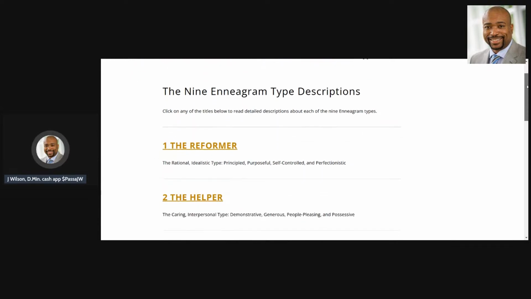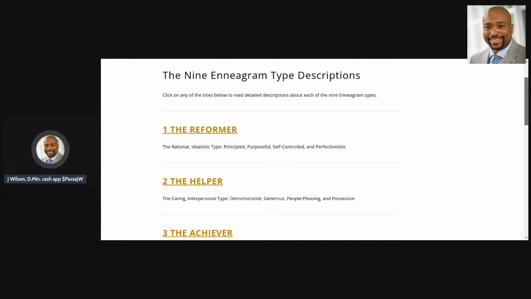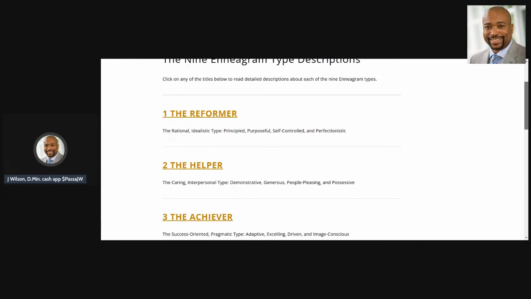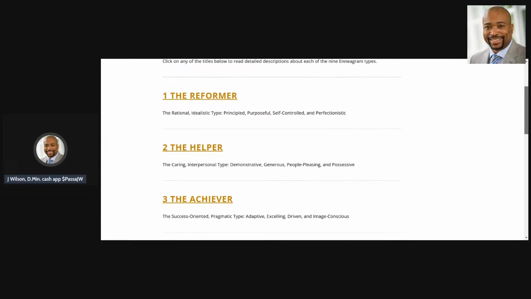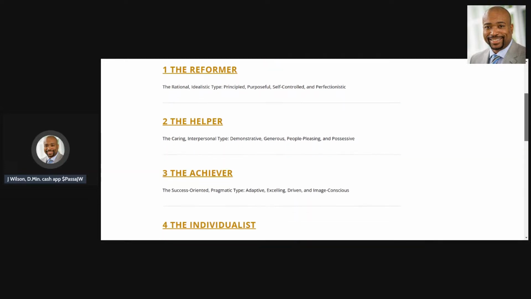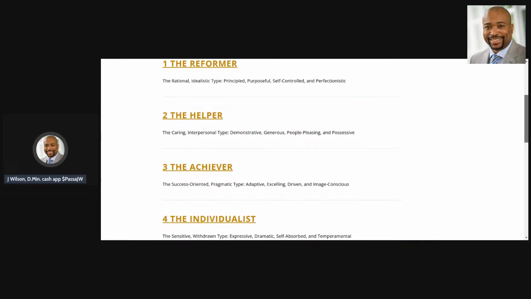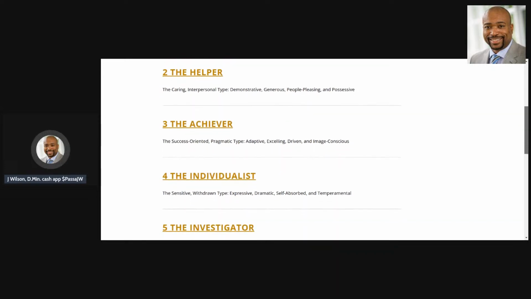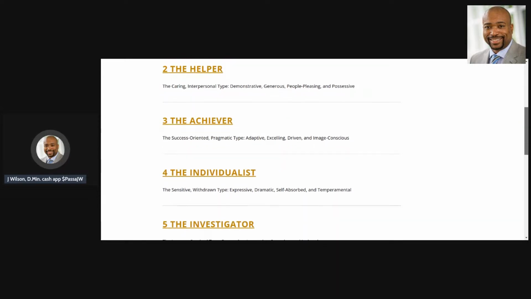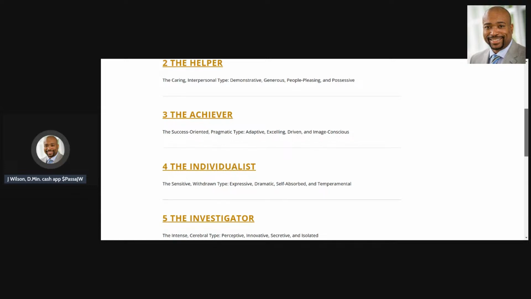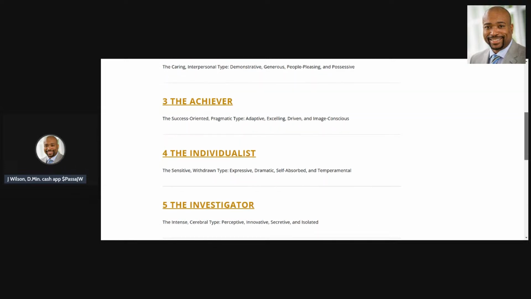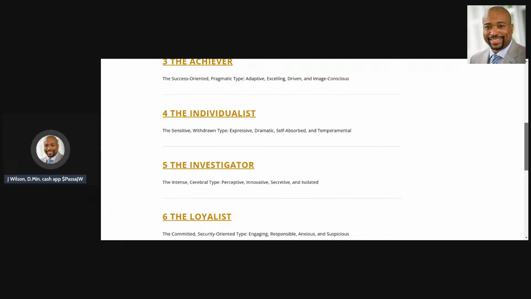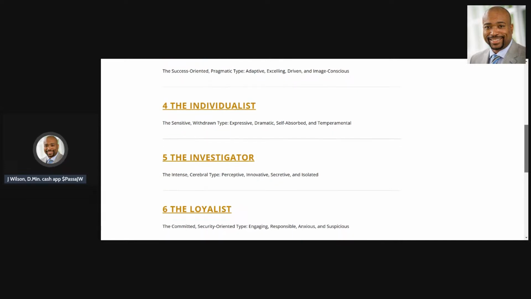You have the reformer. This is the rational, idealistic type. Principled, purposeful, self-controlled, and perfectionist, pretty much. The helper, the caring, interpersonal type. Demonstrative, generous, people-pleasing, and possessive. The achiever, the success-oriented, pragmatic type. Adaptive, excelling, driven, and image-conscious. Then you have the individualist, the sensitive, withdrawn type. Expressive, dramatic, self-absorbed, and temperamental.